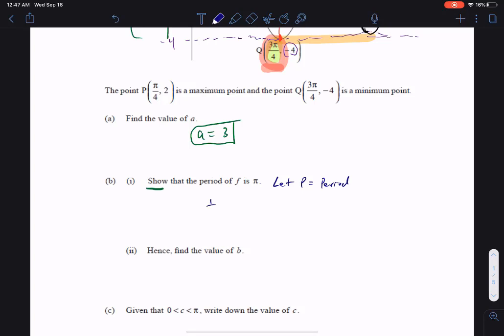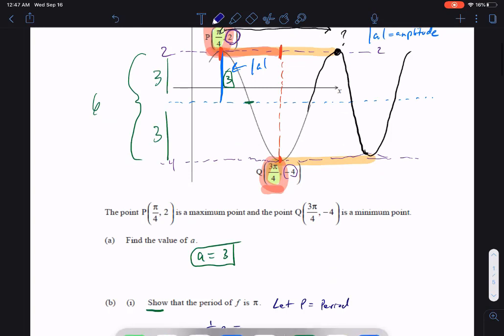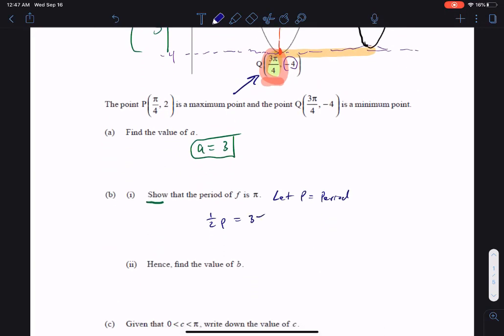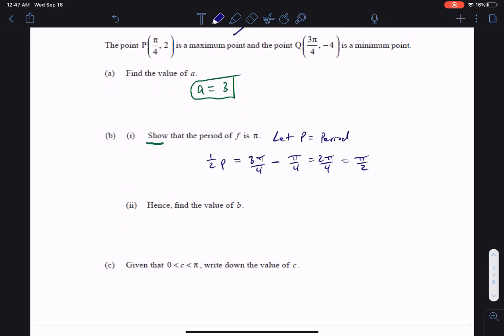And I'll say this. 1/2 P, 1/2 the period, is equal to this x value here minus this x value there. So it's going to be 3 pi over 4 minus pi over 4, which is 2 pi over 4, which is pi over 2, if you reduce that fraction. So if I tell you 1/2 P is equal to pi over 2, and then I multiply both sides by 2, then the period will equal what? It'll equal pi.